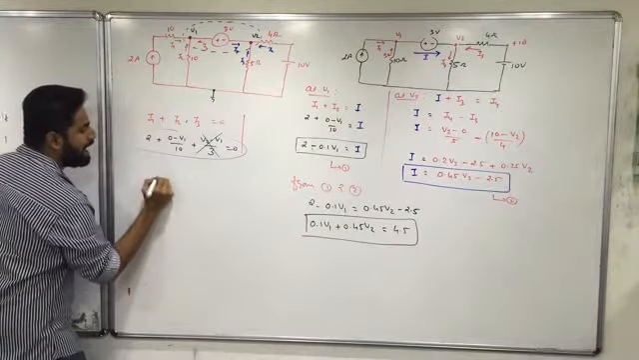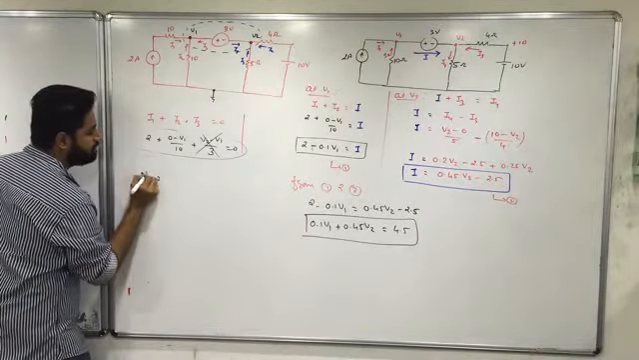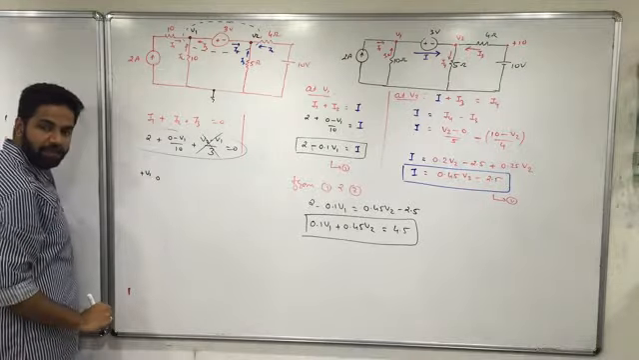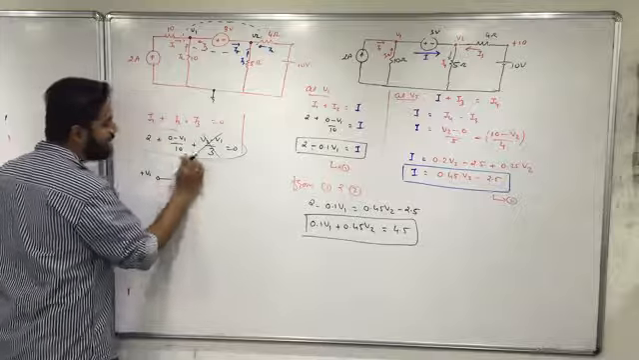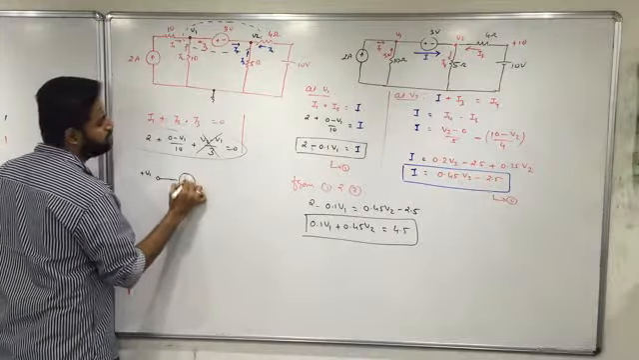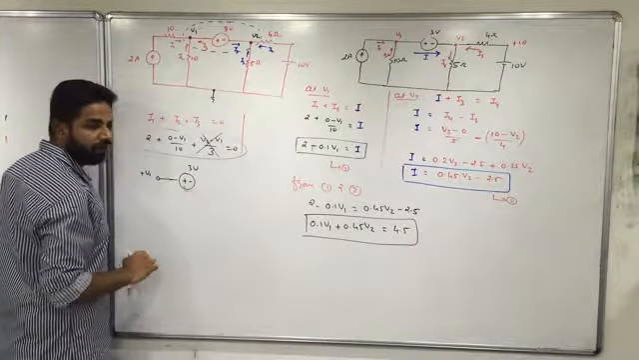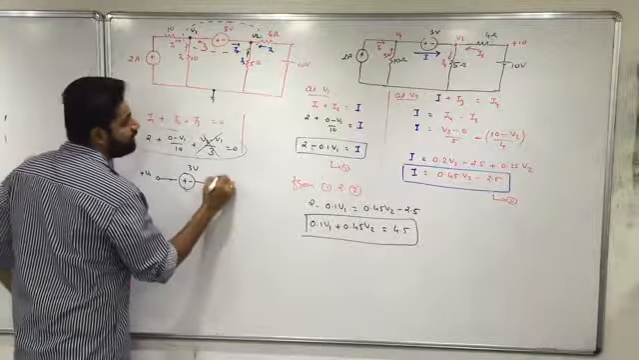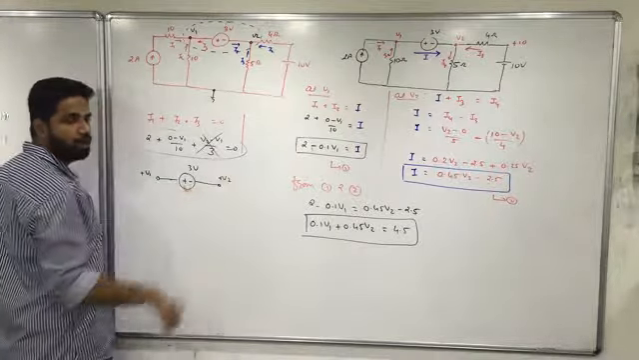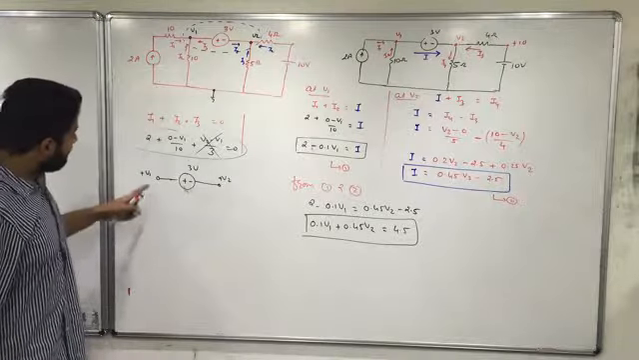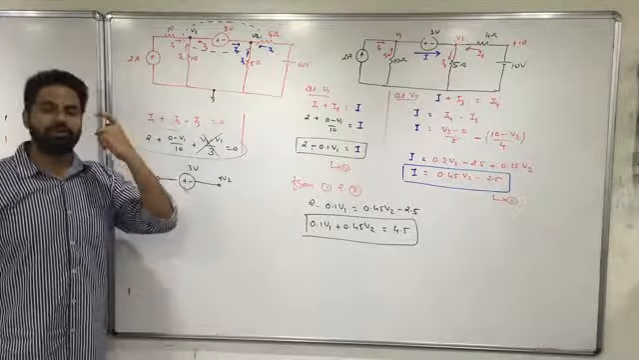Let's say I have plus V1 here. I'm so sorry, I have plus minus 3 volt over here. And I have V2 over here, which is plus V2 only. Now I will apply KVL into this.